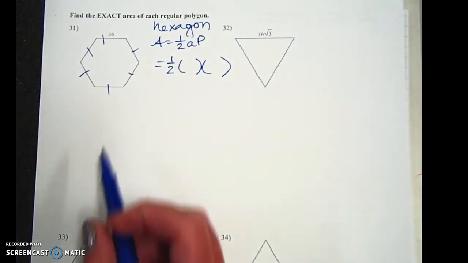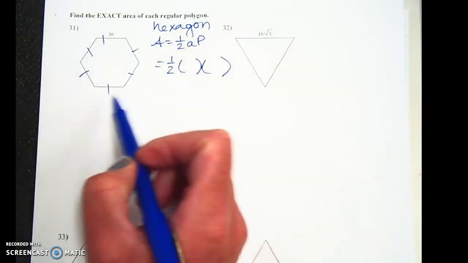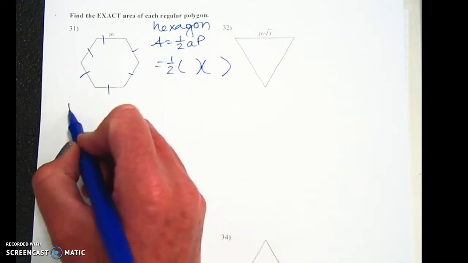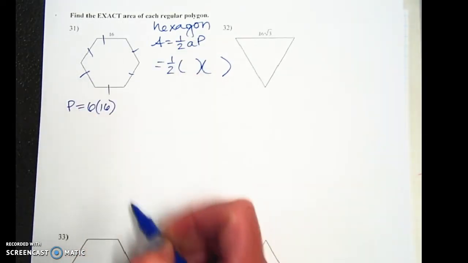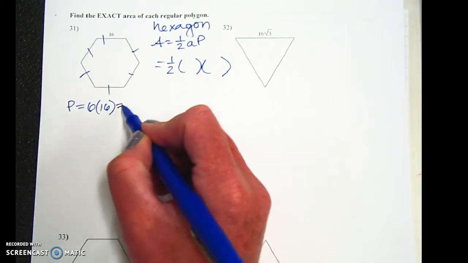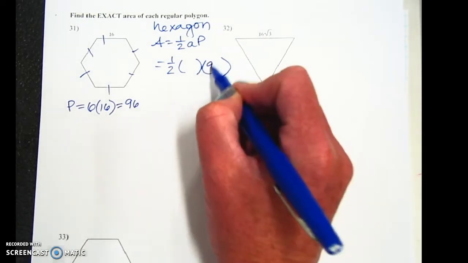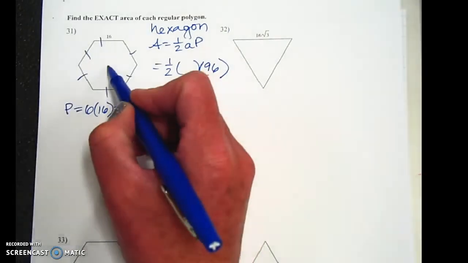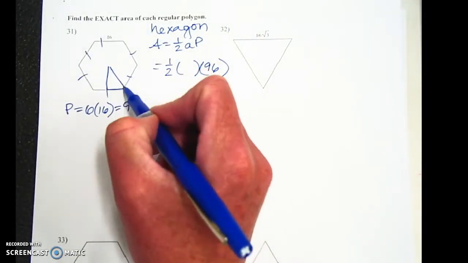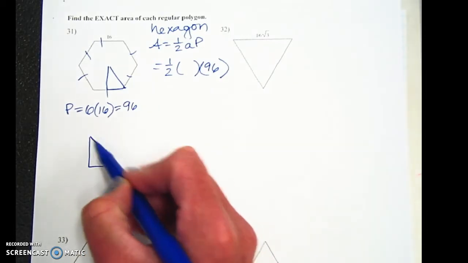To get the perimeter, we know that there are 6 sides, and so we're going to multiply that by 16, which is just that one side. So the perimeter, I got 96, that goes here. Now we just need the apothem. In order to get the apothem, we're going to pull out one of the triangles.